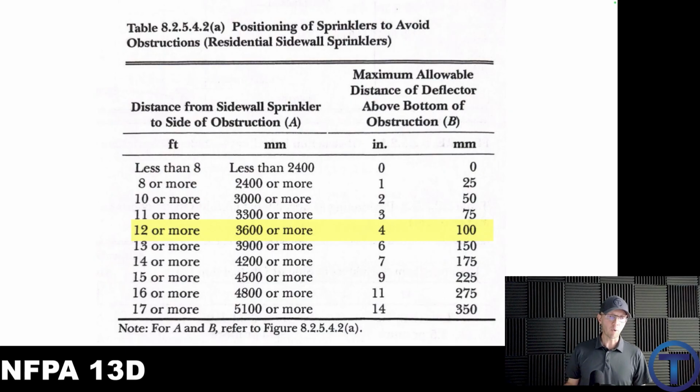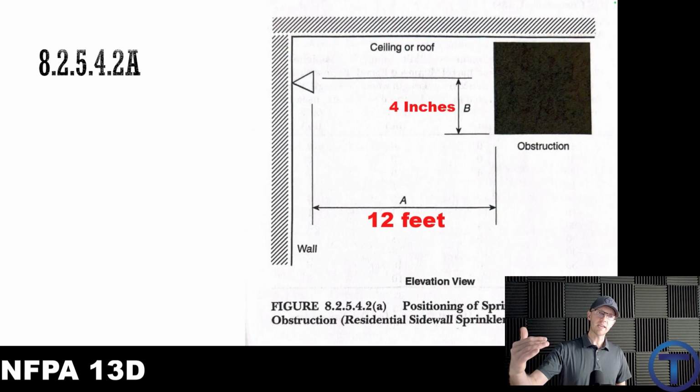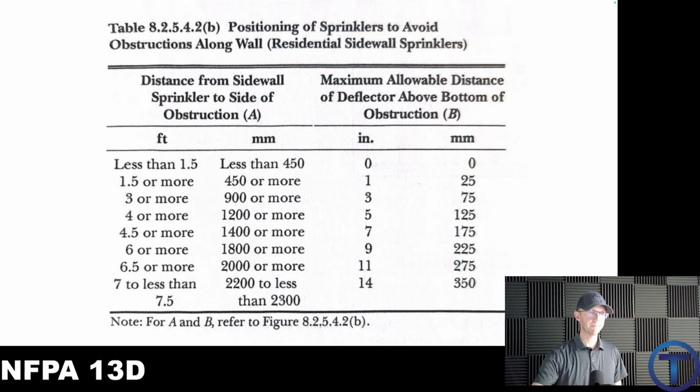12 feet or more, and I come across, and that should be 4 inches. So there we have 12 feet on A, and then it can be up above 4 inches. That gives me enough. That water's going to be coming out, and it's going to fall. It's going to come below the obstruction. Not a big deal with this shadow area with the placement of that head, according to that table.